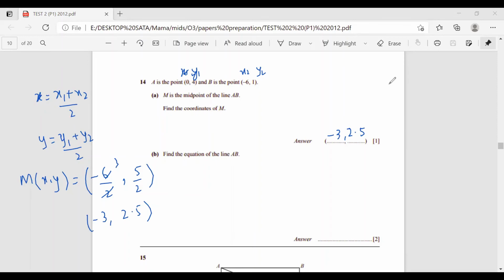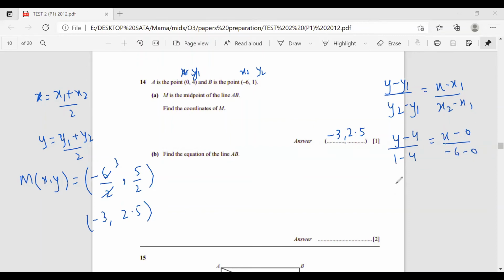Part B says find the equation for line AB. So you must know the formula if two coordinates are provided and you have to find out the equation. The simple formula is y minus y1 upon y2 minus y1 equals x minus x1 by x2 minus x1. So y minus y1, the value of y1 is 4, upon y2 minus y1, that is 1 minus 4, equals x minus x1, the value of x1 is 0, upon x2 minus x1, that is minus 6 minus 0. So y minus 4 upon minus 3 equals x minus 0 upon minus 6.